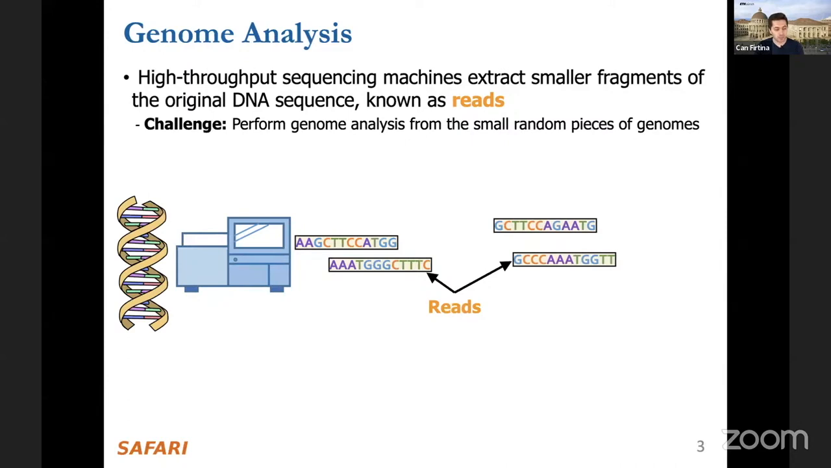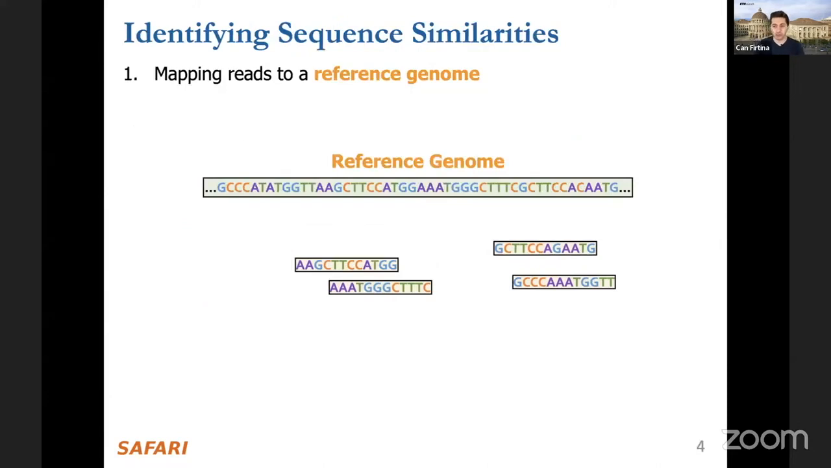so that we can essentially complete the puzzle of genome assembly or read mapping, as we covered in the previous lectures, so that we can analyze that particular genome of an individual. There are several ways of finding the origins of the reads, which we also refer to as identifying sequence similarities between a read and a genome. The first approach is known as mapping reads to a reference genome, or read mapping.